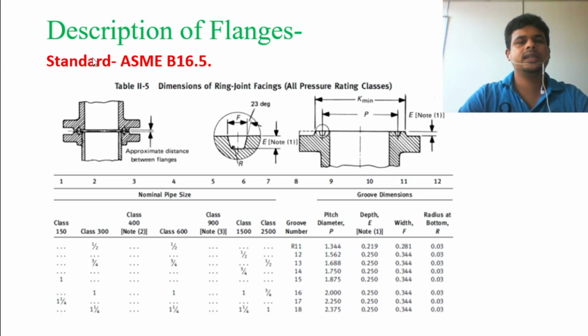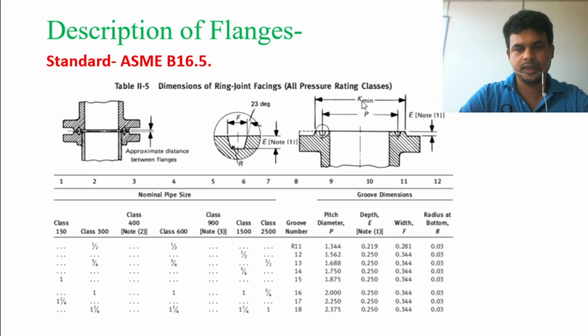So this is the standard for ring type joint RTJ flange, B16.5. From here you can see the approximate distance between the facing. What the facing distance is, is here. Then you can see the degree, how much degree will be here. If you draw straight, then this is the 23 degree, this is the F. So how much will be the facing cut or groove size. Then this is the radius for the downside. So how much will this radius be. Then how much will height E be.